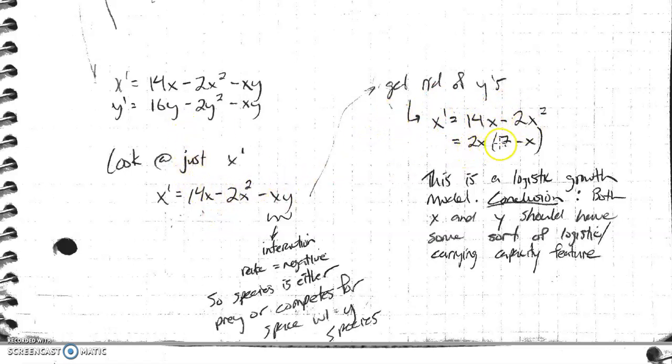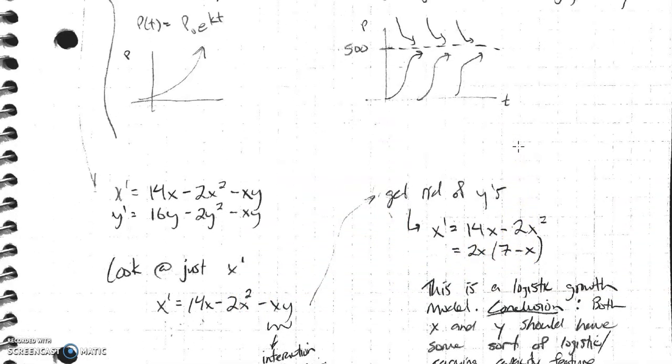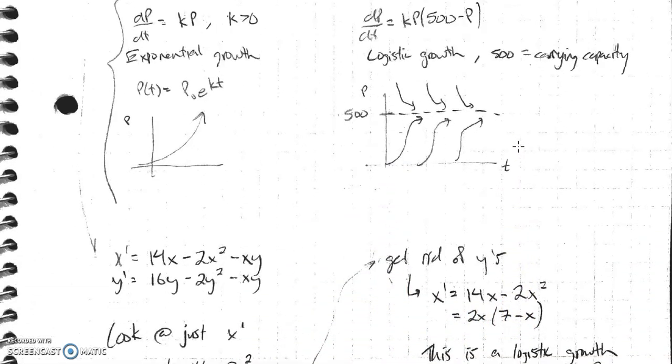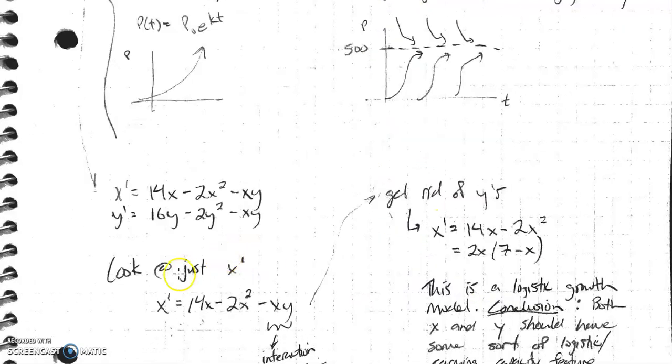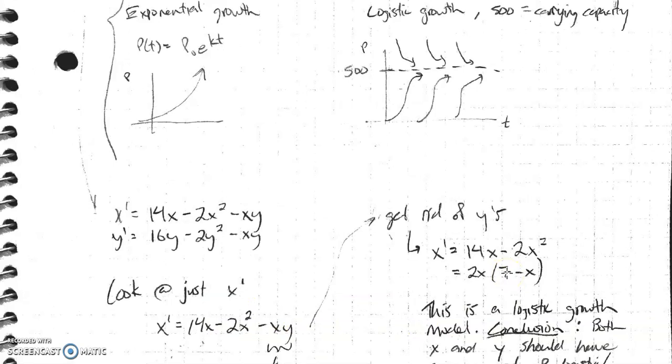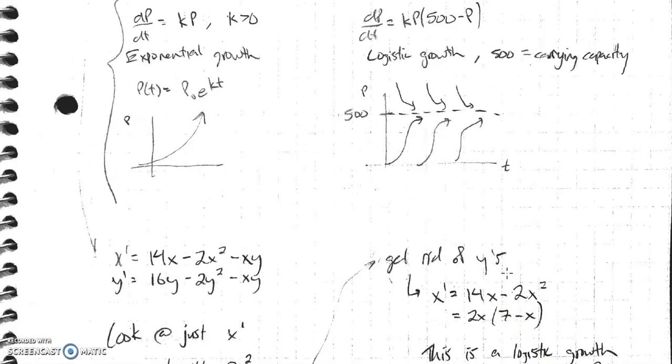Notice I can pull the 2x out, and look what I get. See, just enough space. This right here is x prime, it's dx/dt. And then 2x times (7 minus x over 7)... it's the same form as this. So if there was no interaction rate, x would be a logistic growth model, and it would have a carrying capacity of, in this case, 7.